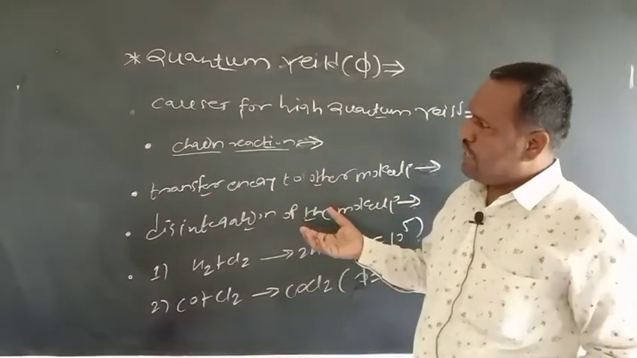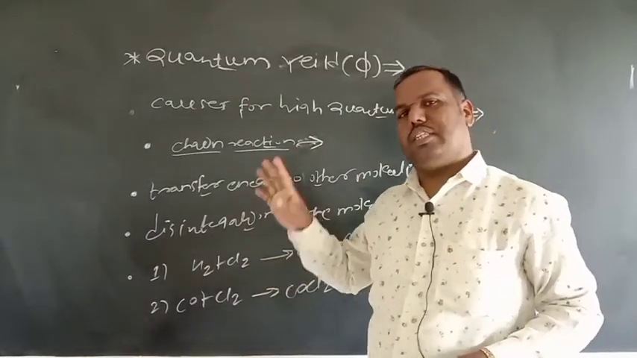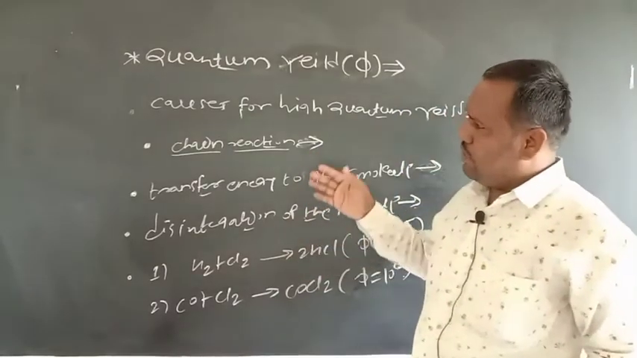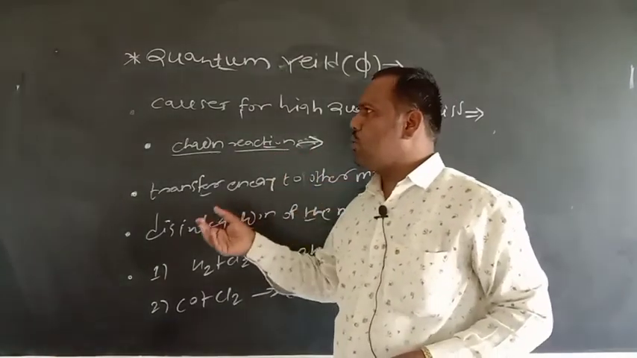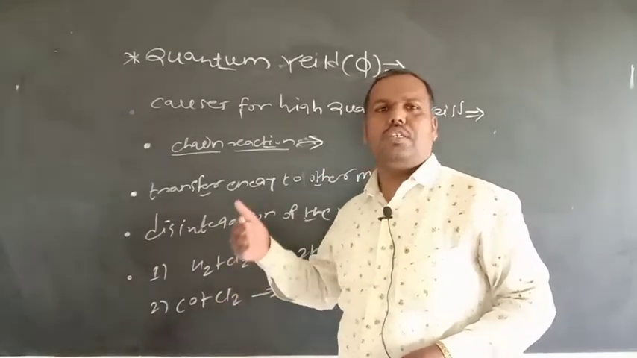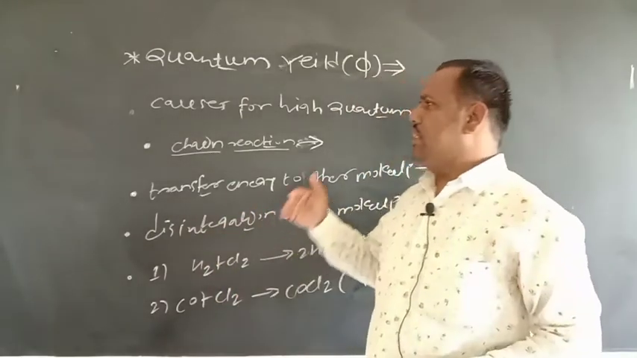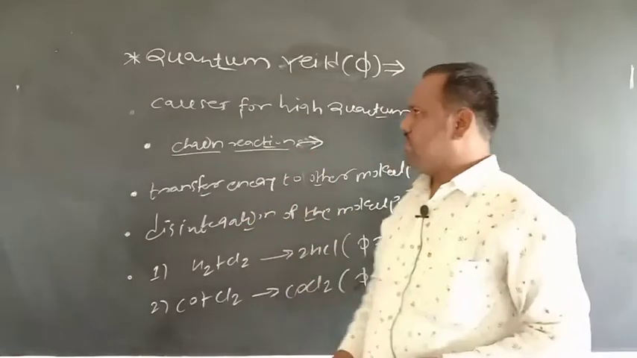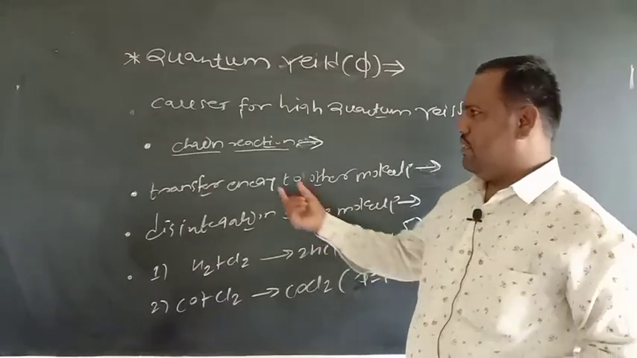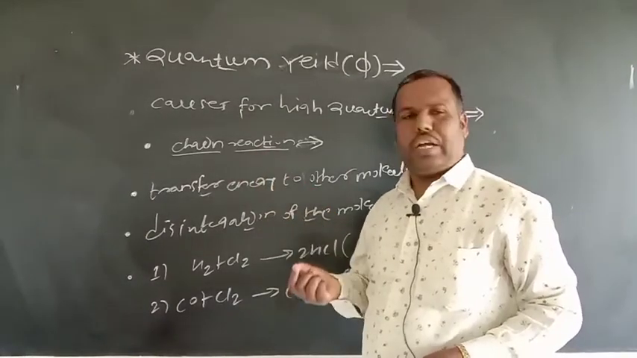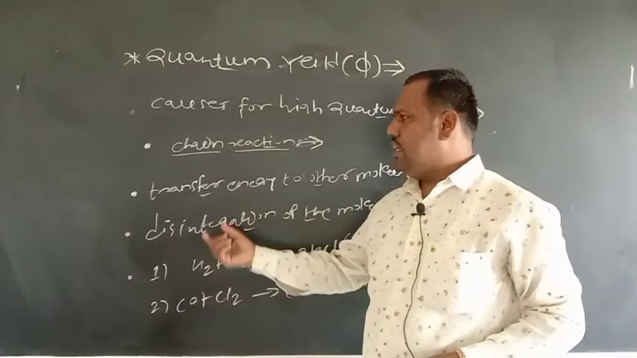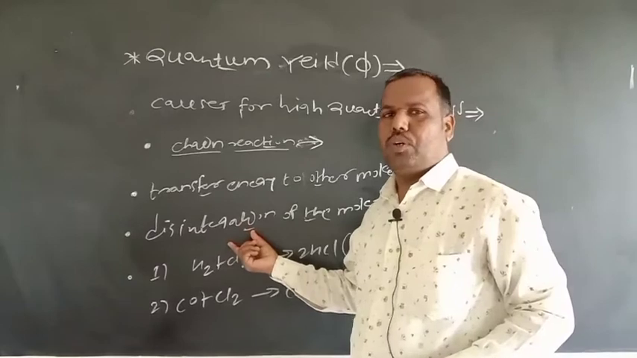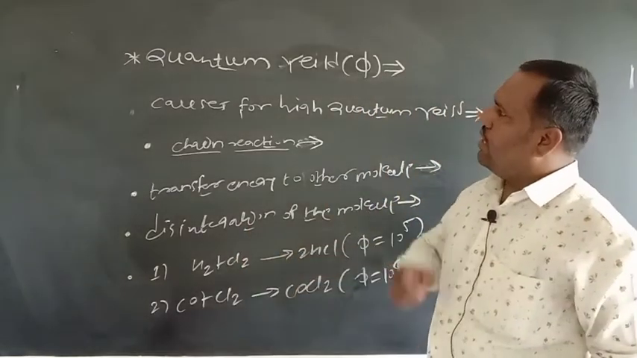For the primary process the quantum yield is unity, but for the secondary process the quantum yield is not equal to unity. And what are the causes? The causes for low quantum yield are: transfer of energy to the other molecule which is not reactive, then the radiative process and non-radiative process. While for high quantum yield, the chain reaction is the important factor which increases the quantum yield, again the secondary process, transfer of energy to the other molecule, and the disintegration of the molecule. And these are the examples of high quantum yield.